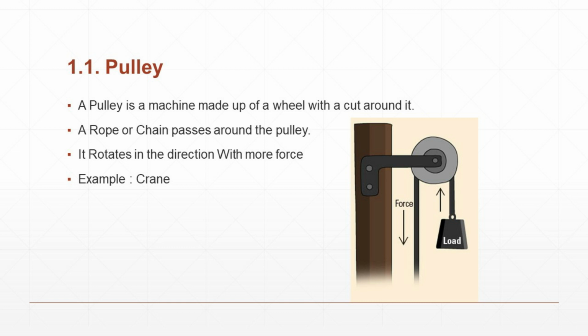First let us learn about pulley. Look at the picture. This is a pulley. A pulley is a machine made up of a wheel with a cut around it. A rope or chain passes around the pulley. It rotates in the direction of more force. Example: crane.